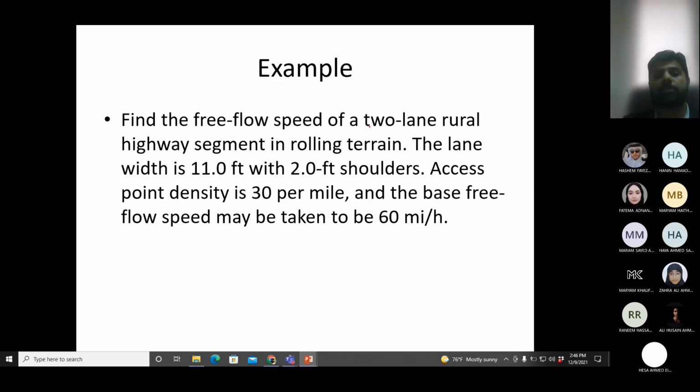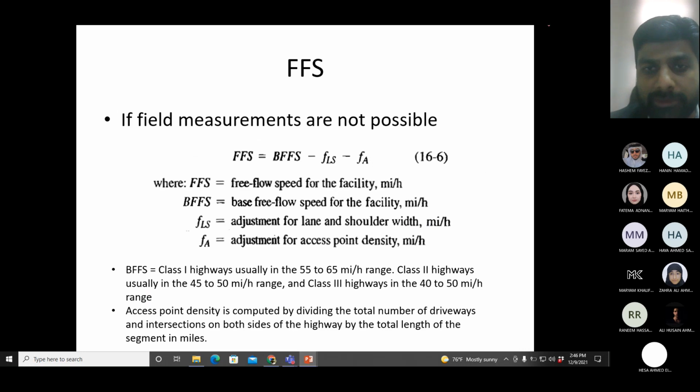Let us do a very small example here for calculation of free flow speed. Two-lane rural highway, rolling terrain, lane width given, shoulder width given, access point density 30 per mile, base free flow speed 60 miles per hour. Now there is no measurement of speed given. That means I have to use this equation without any measurement. So this is the equation. Let me go here.